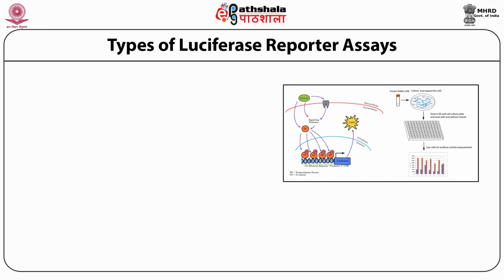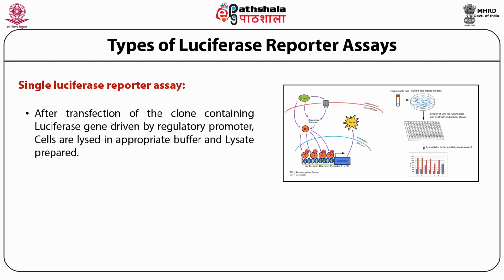Here we discuss the types of luciferase reporter assay. There are 4 different types of luciferase reporter assay. The first one is the single luciferase reporter assay. You can see here in the figure, after transfection of the clone containing the luciferase gene driven by a regulatory promoter, cells are lysed in an appropriate buffer and lysate is prepared.